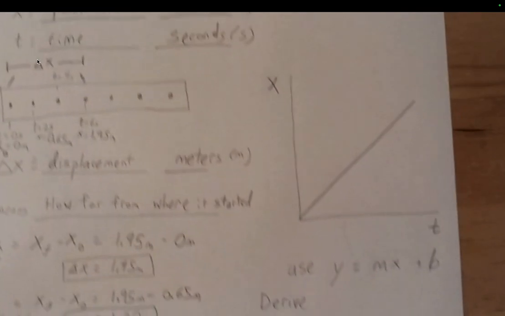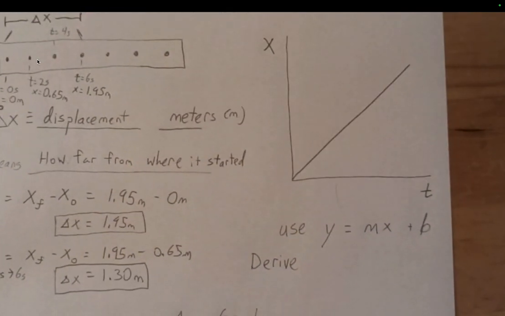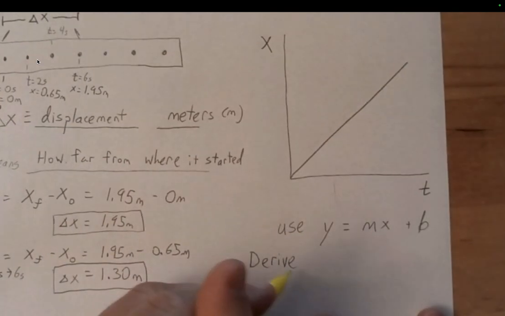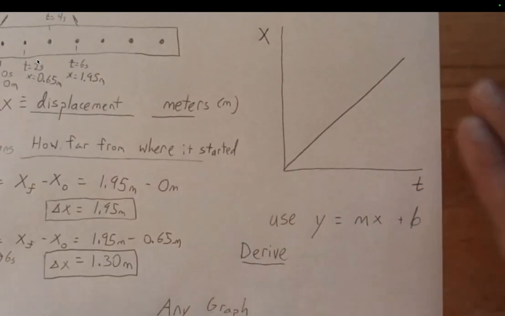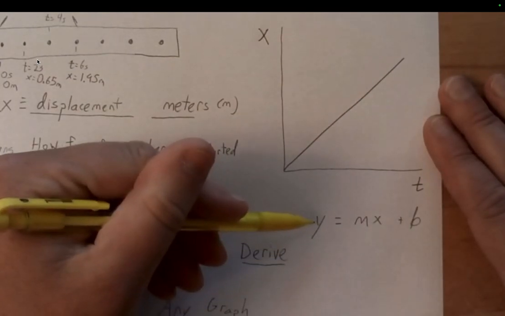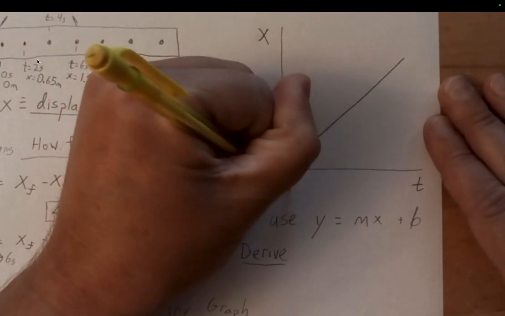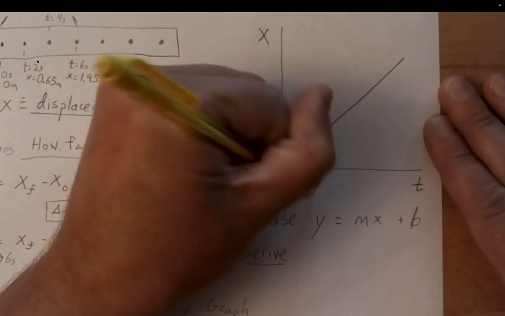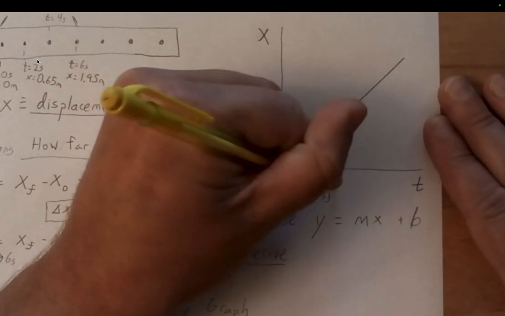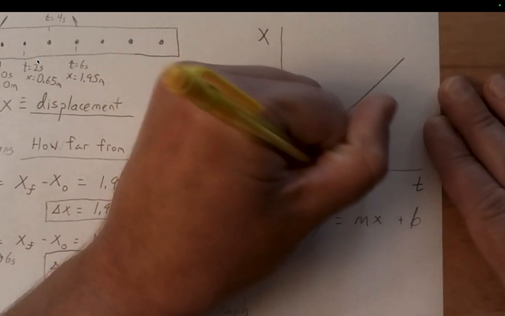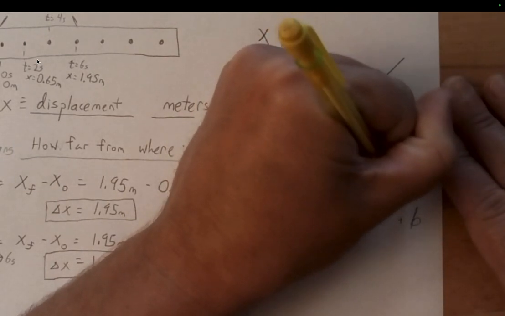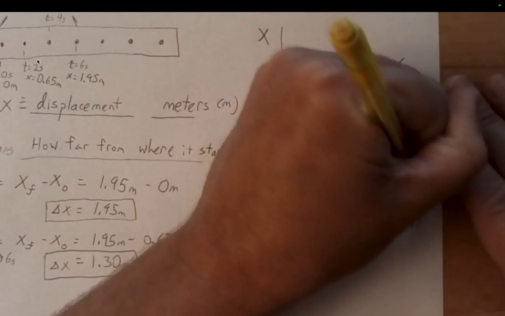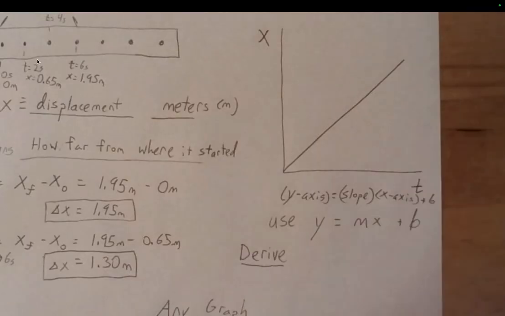And then we can use this y equals mx plus b. As we use y equals mx plus b, we can derive a new equation. This term derive might seem scary, but it's really not if we use this y equals mx plus b. Instead of that, I like to think of it as the y-axis equals a slope times x-axis plus the intercept, which I'll just leave as b.